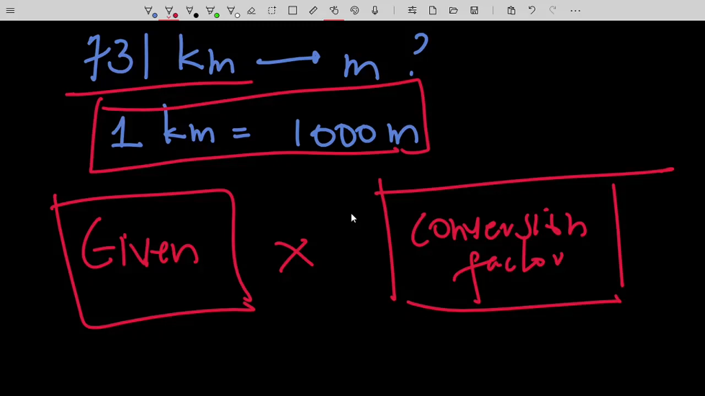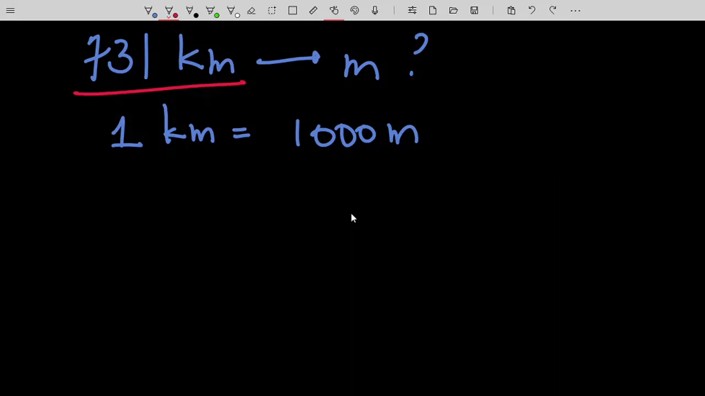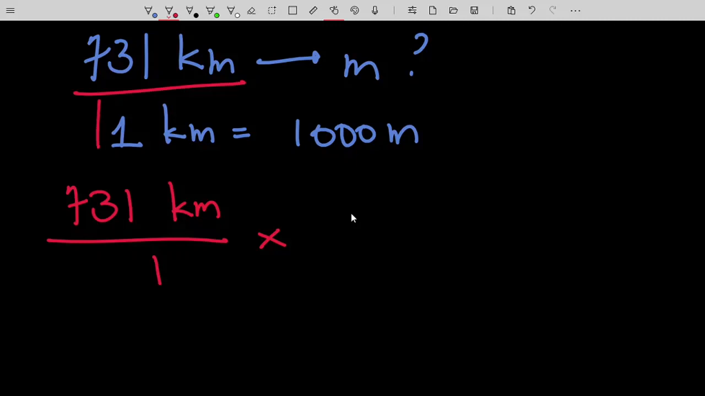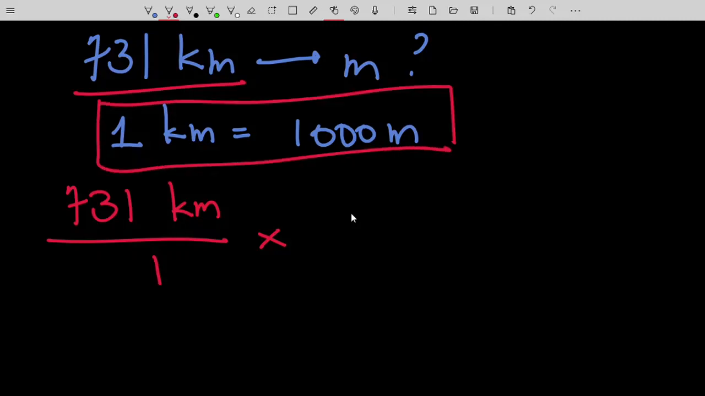Now, how are we going to apply this conversion factor to convert 731 kilometers to meters? Applying this technique that I have given, let's try to do it. First thing to do is to write what is given, which is your 731 kilometers over 1 times. Next, we write what is the conversion factor. We have your conversion factor of 1 kilometer is equal to 1,000 meters.